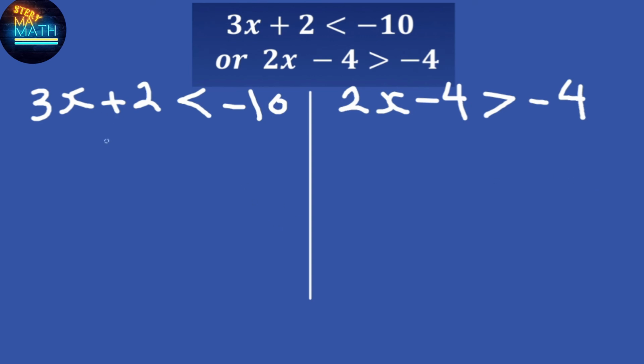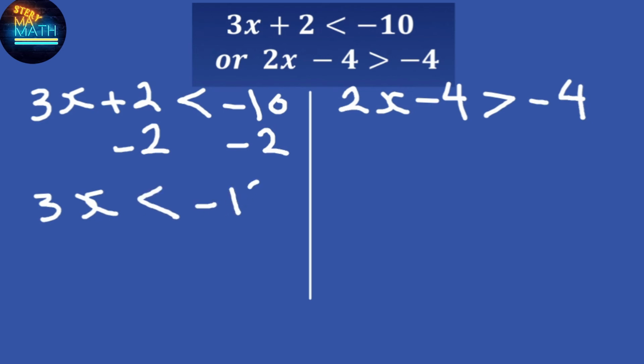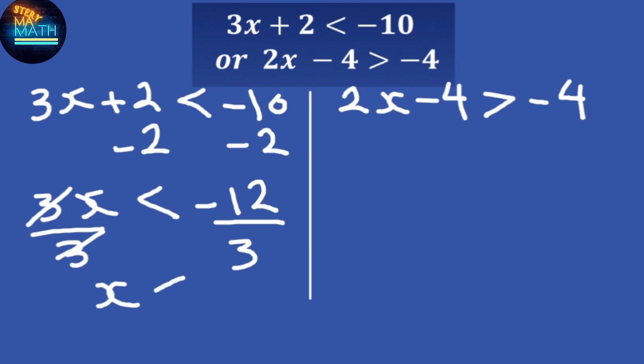By adding negative 2 to both sides here, so here minus 2 and also here minus 2. So 3x is less than negative 10 minus 2, which is negative 12. And the coefficient is 3, so we will divide both sides by 3. 3 and 3 will cancel out, so x is less than negative 12 divided by 3, which is negative 4. Notice that you will not flip the sign because the negative is on the other side, far away from x. So x is less than negative 4.